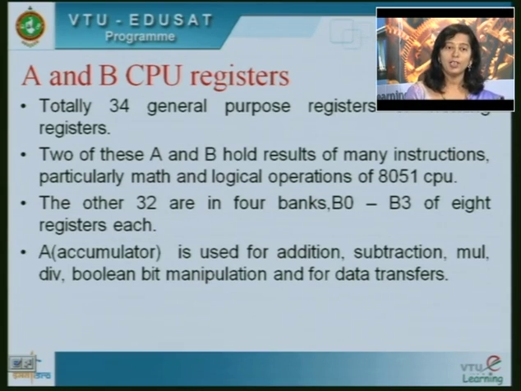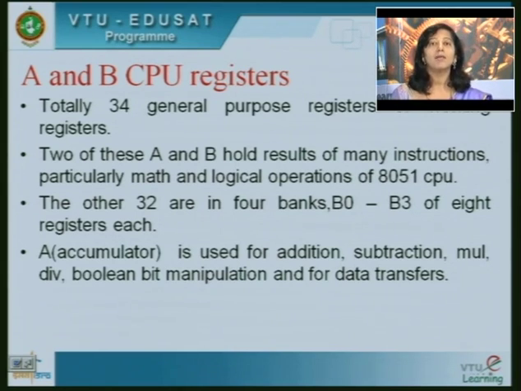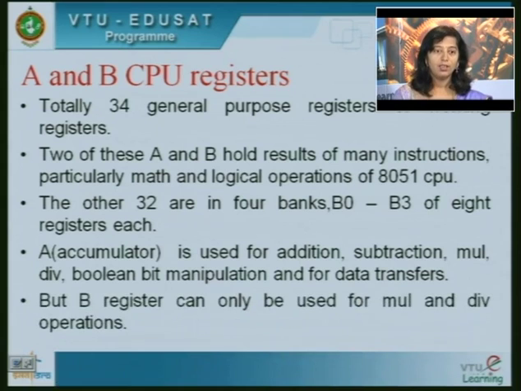Then you have the accumulator. Accumulator is used for addition, subtraction, multiplication, division, bit manipulation. That means in all these operations, accumulator will or should compulsorily have one of the data present, or one operand present. The B register is used only in multiply and divide operations. When accumulator is used in multiple operations, B is needed only for these two operations.